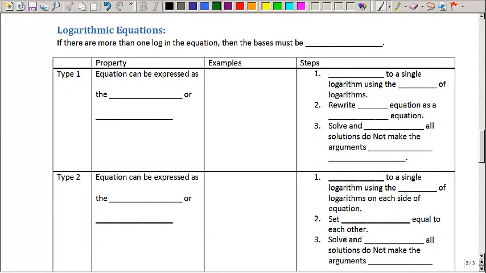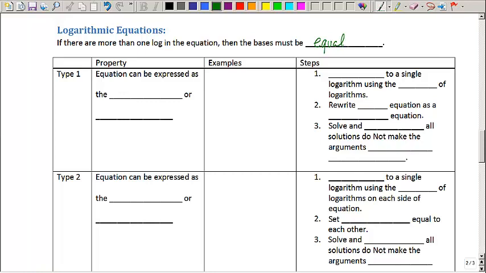Next, we'd like to look at logarithmic equations. Again, there are two types of logarithmic equations that we'll be working with. And I want you to know that if there is more than one log in the equation, whether it's on the left-hand side or right-hand side or both, then the bases must be equal.